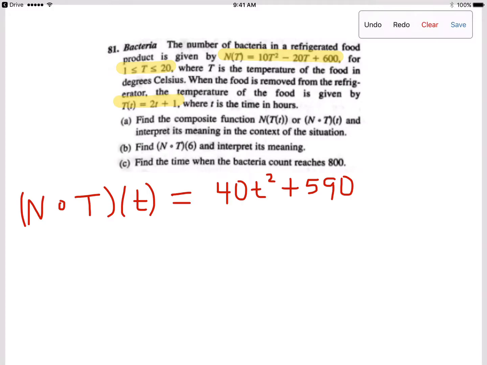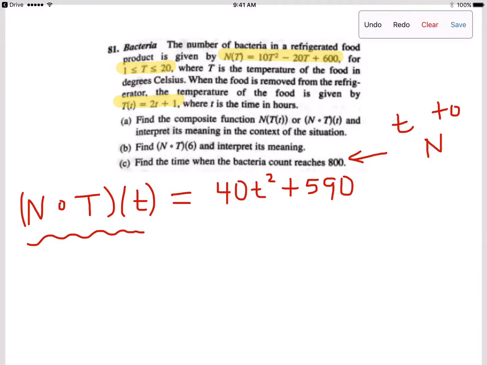In part C, you're asked to find the time when the bacteria count reaches 800. So if you think about it, here we are relating t, time, to N. That's exactly what we defined with our composite function, a function where we took out the capital T, or temperature factor, and we created the relationship between the two, lowercase t and capital N. We found this earlier in part A to be 40t squared plus 590.